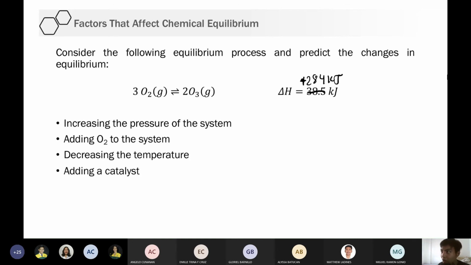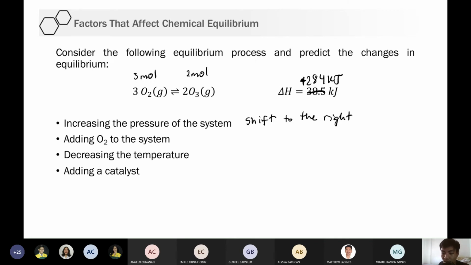So, ayan. From this equation, answer the following. Number 1, increasing the pressure of the system. Again, bilangin mo yung moles. On the left side, we have 3 moles. On the right side, we have 2 moles. So when we increase the pressure, it will favor the side of the reaction with less mole of gas. In our case, yung product side. So when we increase the pressure, this equilibrium will be shifted to the right. Okay? Kasi dun yung mas onti yung moles ng gas kaysa sa left side.